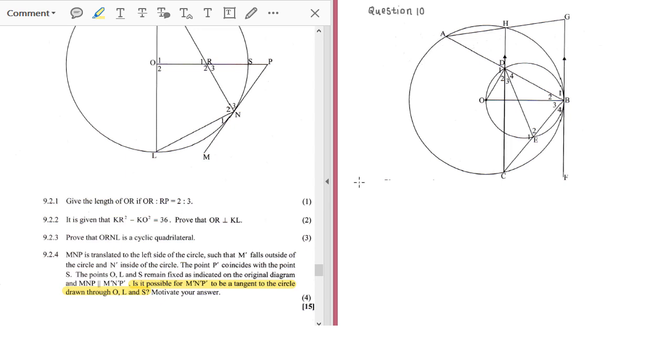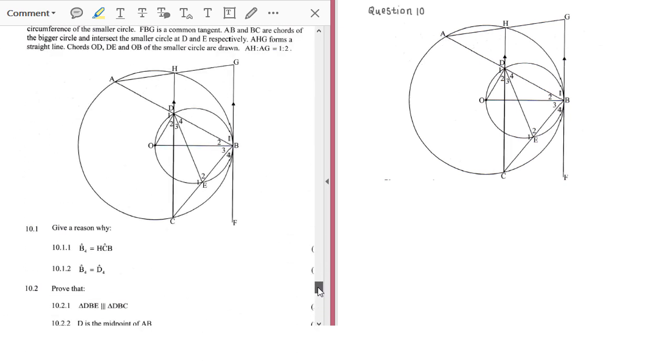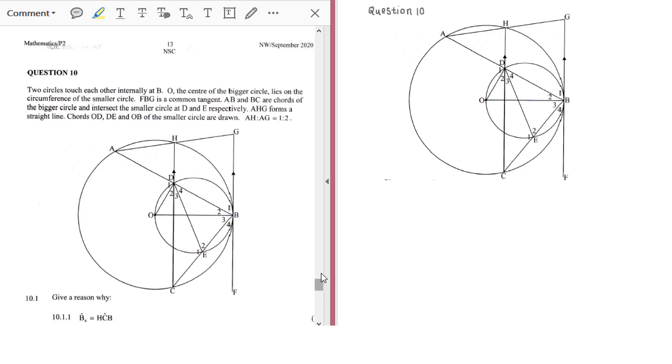Alright, so now let's move on to our last and final question, question number 10, which is then going to allow us to conclude this question paper. So we have that two circles touch each other internally at the point B. O is the center of the bigger circle, and it lies on the circumference of the smaller circle. We've got a tangent FBG, so let's just note that down before we carry on. FBG is a tangent.